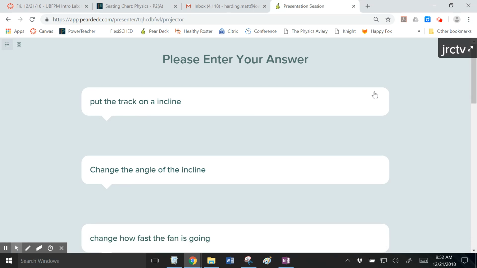We could put the track on an incline. We could change the angle of the incline, change how fast the fan is going, the speed of the fan, change the incline or decline of the track, tilt the surface. All right. Stronger fan, let the cart go farther. Change the incline, okay? So two common things there: people want to change the incline of this thing, and people want to change the speed of the fan.